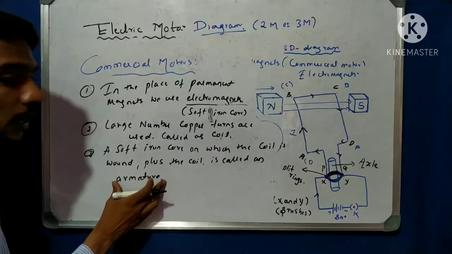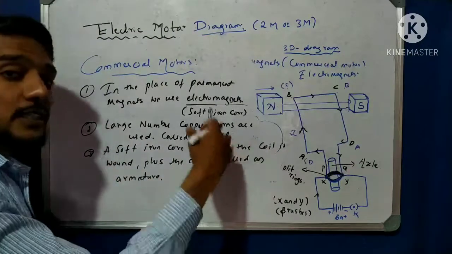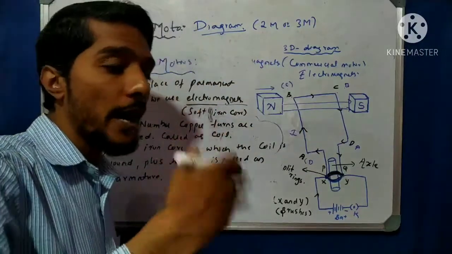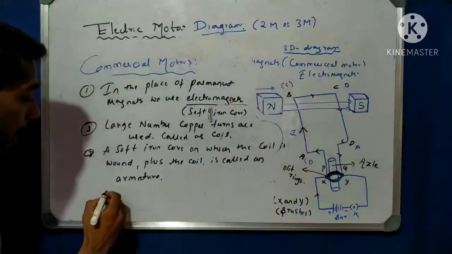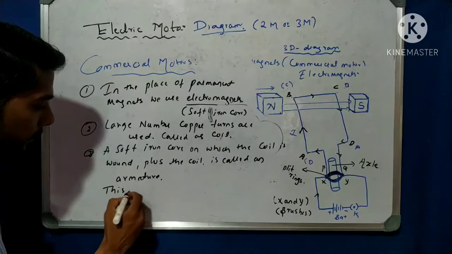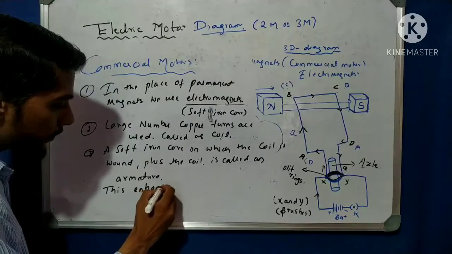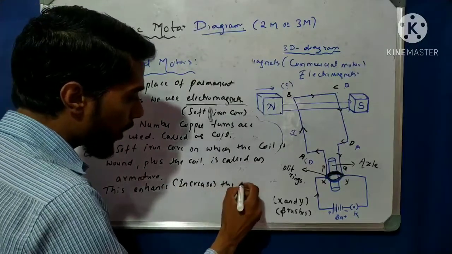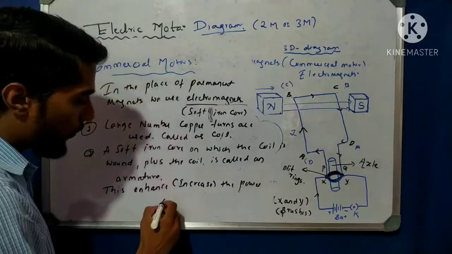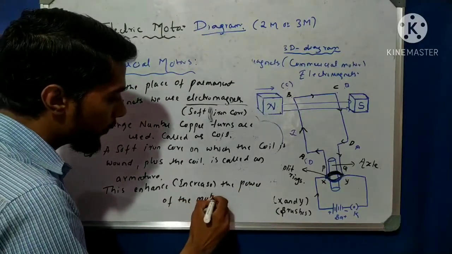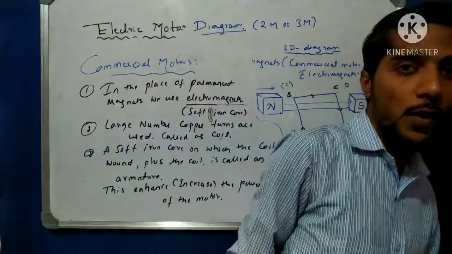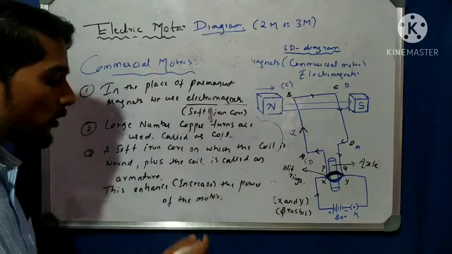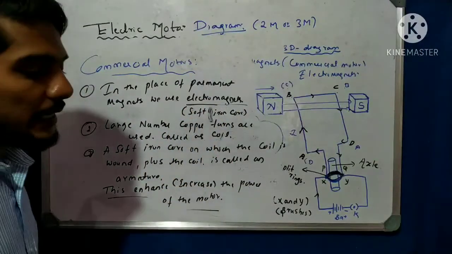And why do we use an armature? Why do we wind and increase the number of turns? Why do we add up the coils? Why not use only one coil? Why do we add coils, 1, 2, 3, 4 coils? Because the answer is to increase the power of the motor. That is very important. Why do we not use a single coil? Why do we make an armature, adding thousands of coils? Because the answer is to increase the power of the electric motor.